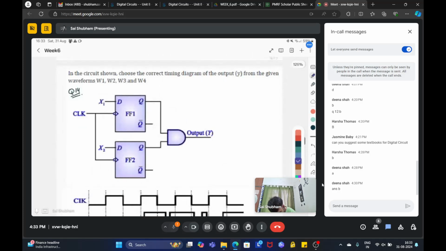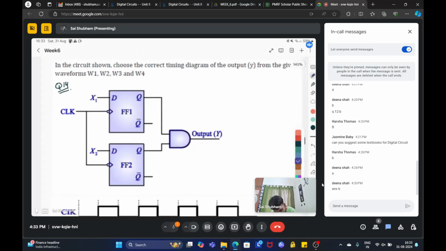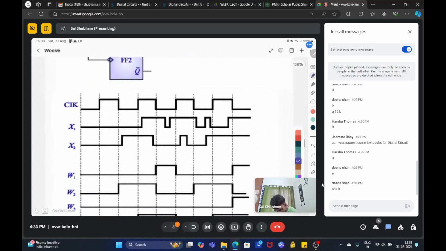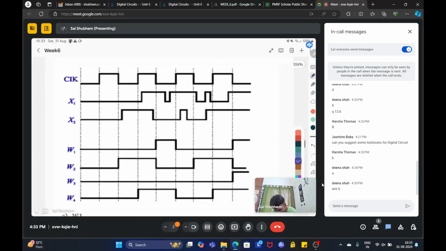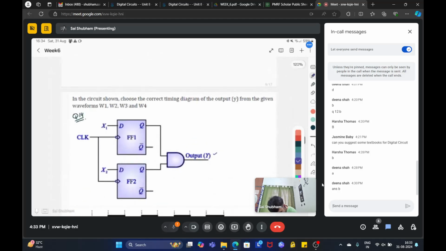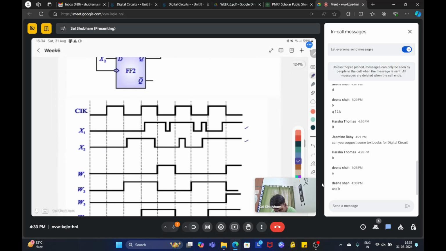So the next question is a little big. You might have to copy the question in your notepad. So this is the circuit. We have two flip-flops, two D flip-flops, and here is the output, and here are the different waveforms. Okay. So you have to tell what is the correct output waveform, given these are input waveforms.